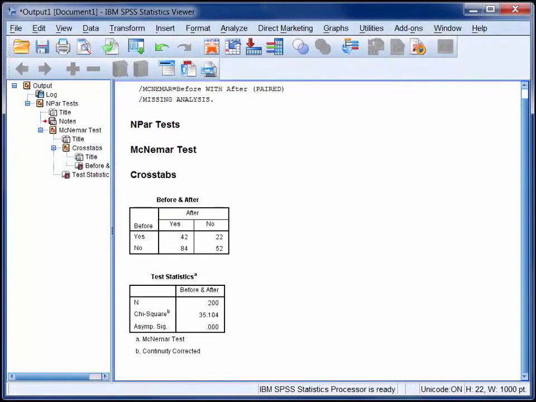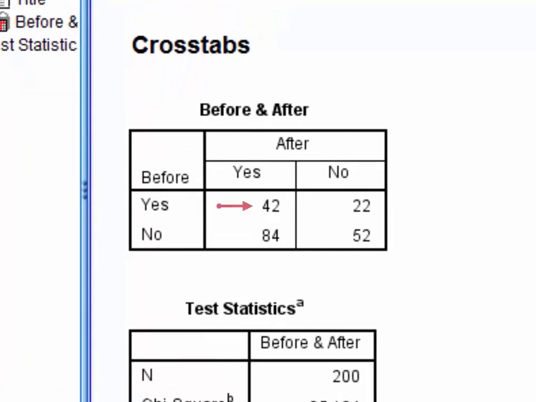Two tables of output are provided by SPSS. In the first, we can see that 42 people were in favour of stem cell research before watching the documentary and remained in favour of this type of research after the documentary. 52 people were initially against stem cell research and remained so after the documentary. 84 people were initially against the research and then changed their minds after watching the documentary, and the remaining 22 people also changed their minds, but did so in the opposite direction.